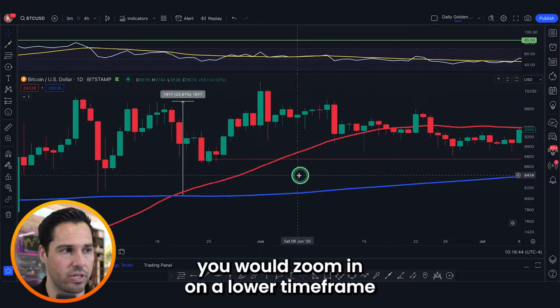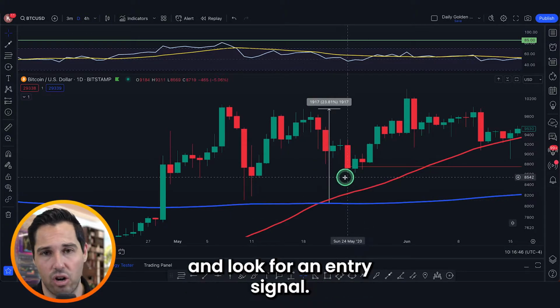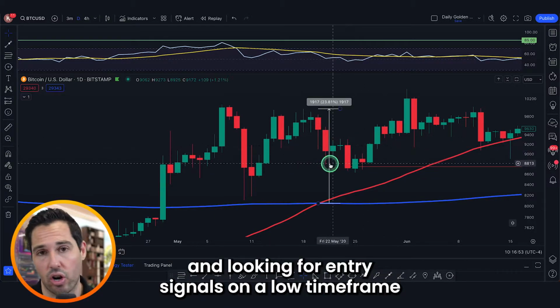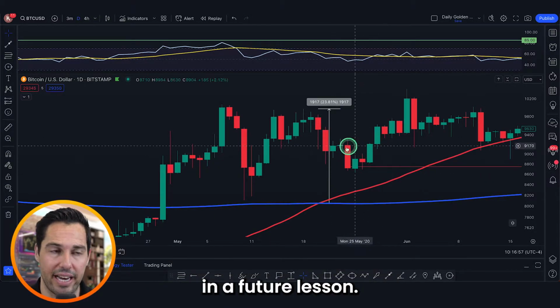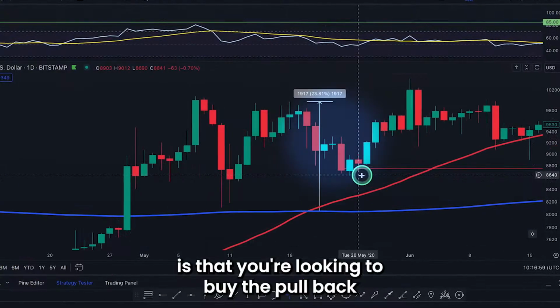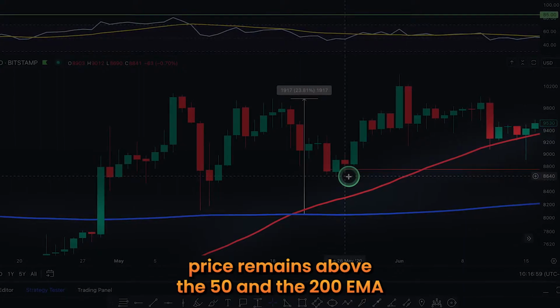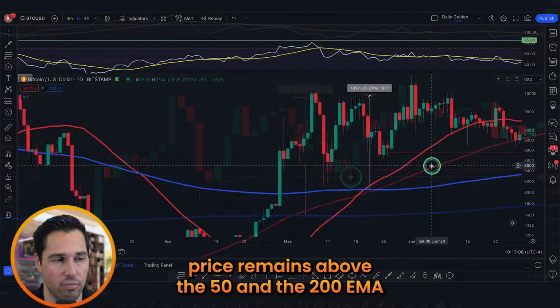So to do that, you would zoom in on a lower time frame and look for an entry signal. Again, we will cover more on how to enter trade and looking for entry signals on a low time frame in a future lesson. The point of this though is that you're looking to buy the pullback and make sure that price remains above the 50 and the 200 exponential moving average.